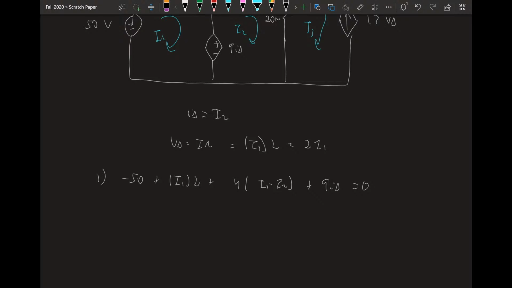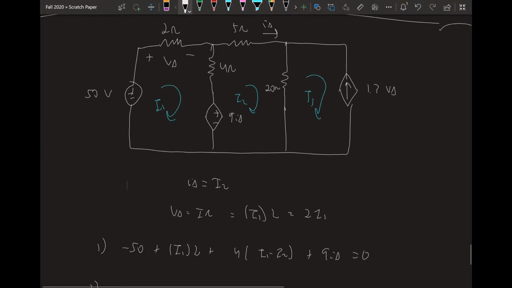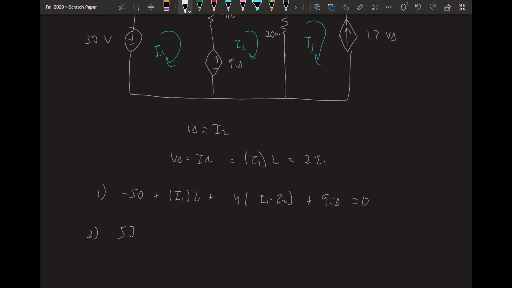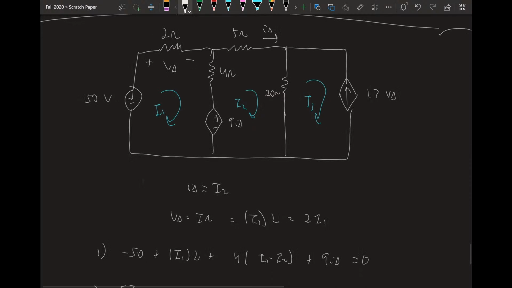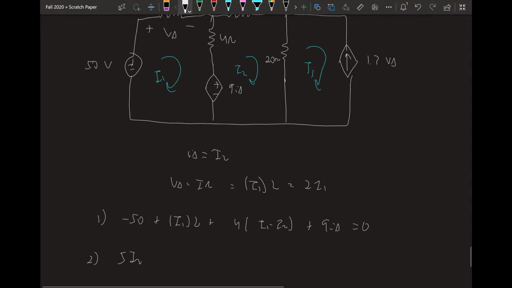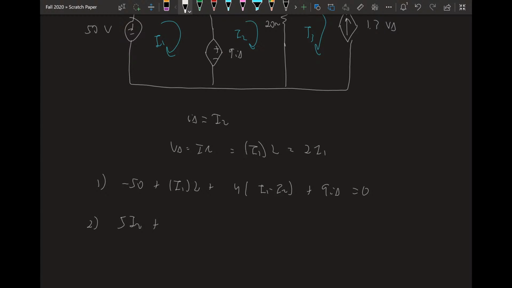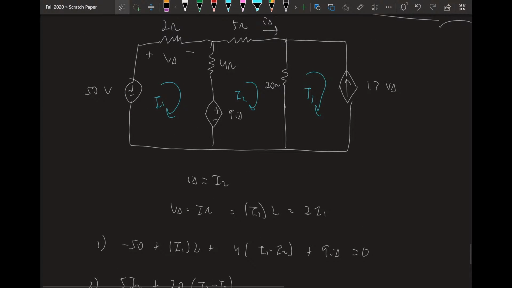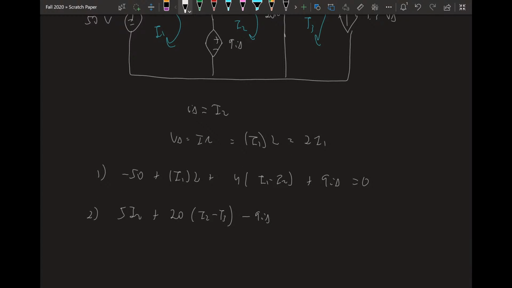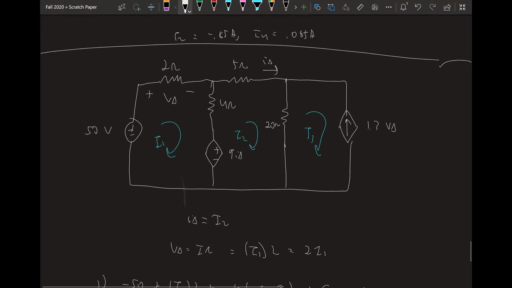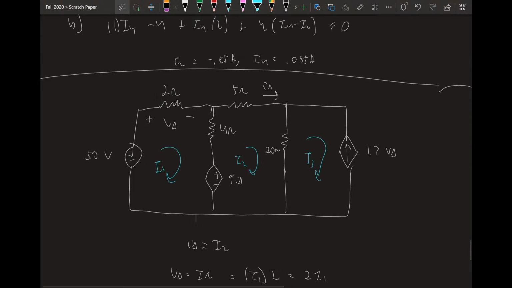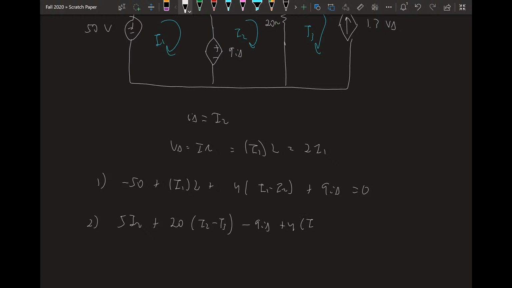Okay, for our second mesh, starting at the top, going clockwise, I'm going to say 5I2, plus 20 ohms times I2 minus I3. And then we'll see a voltage rise of 9I delta, so I'm going to say minus 9I delta. And then we see the 4 ohms. So that's going to be plus 4 times I2 minus I1 equals 0.